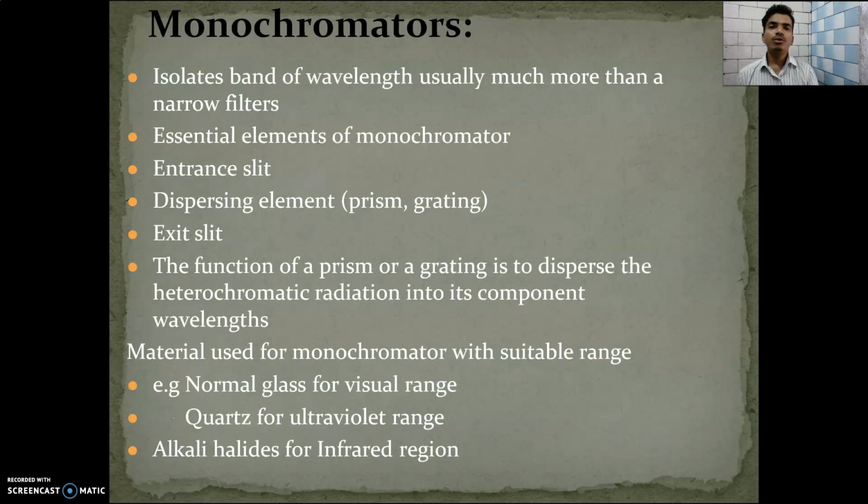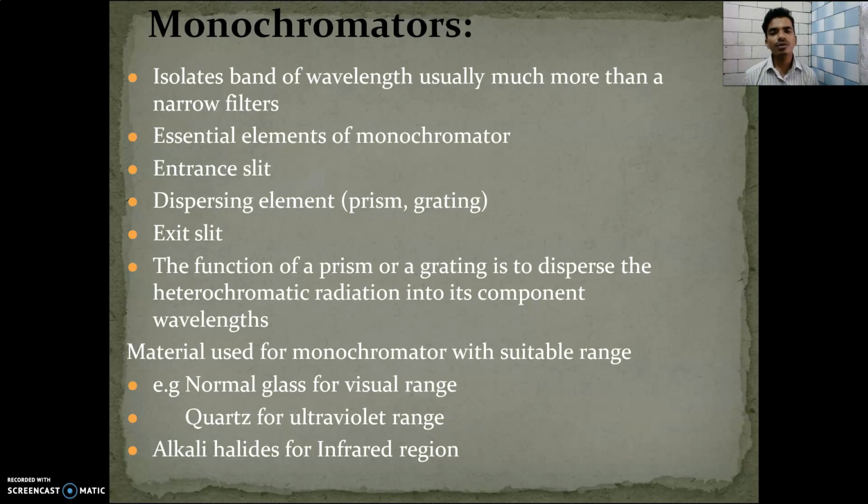Then monochromators. These isolate the wavelength, usually much more narrowly than filters. The essential elements of a monochromator are the entrance slit, a dispersing element, that is a prism or grating, and then the exit slit. The function of this prism or grating is to disperse the heterochromatic radiation into its component wavelengths. So this is a very important point, the function of prisms and gratings.